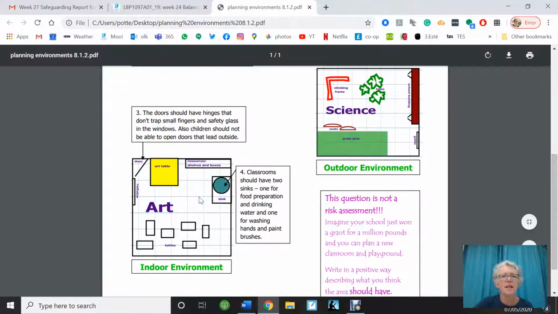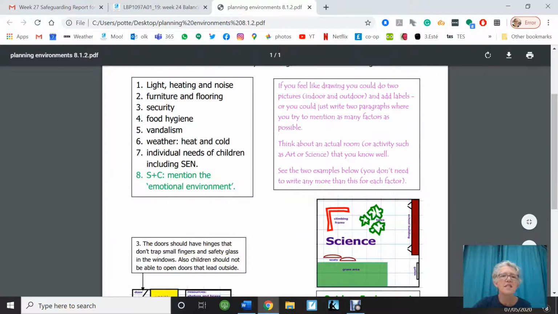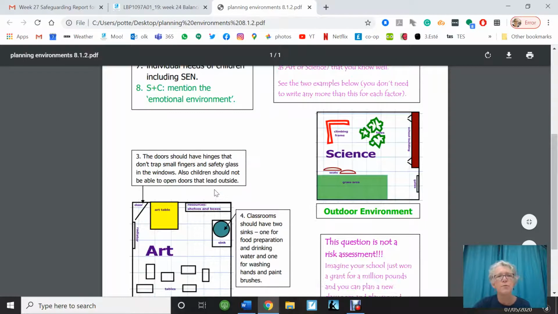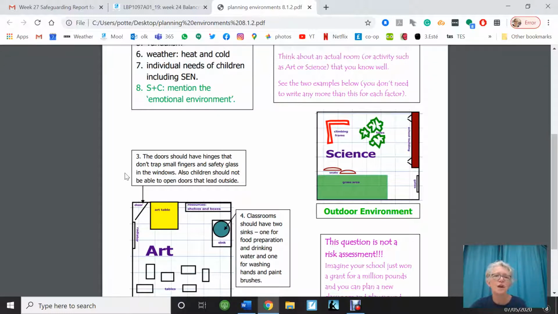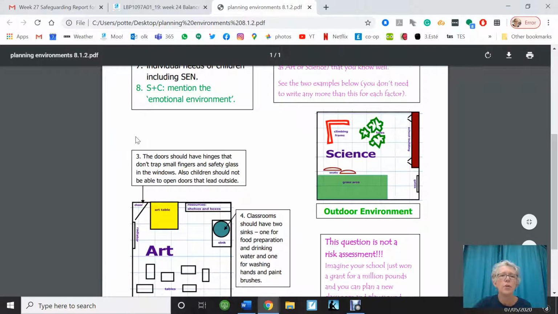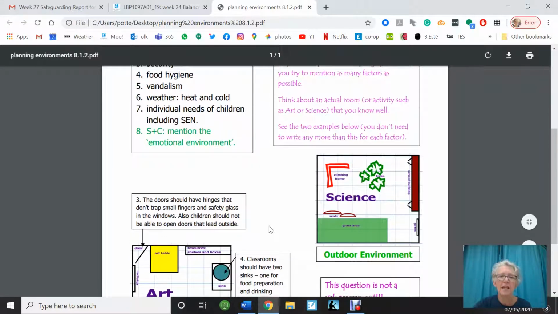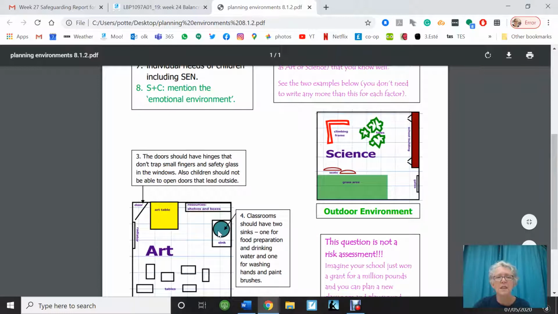I've given you a couple of examples here. So number 3 says security. So it's describe, you've got to write a sentence. I've pointed to my picture of the door here, and I've put the doors should have hinges that don't trap small fingers and safety glass in the windows. Also, young children especially should not be able to open doors that lead outside. And now here's my answer for number 4, which was food hygiene. In a classroom, you should have 2 sinks ideally, one for food preparation and drinking water and one for washing hands and paintbrushes.